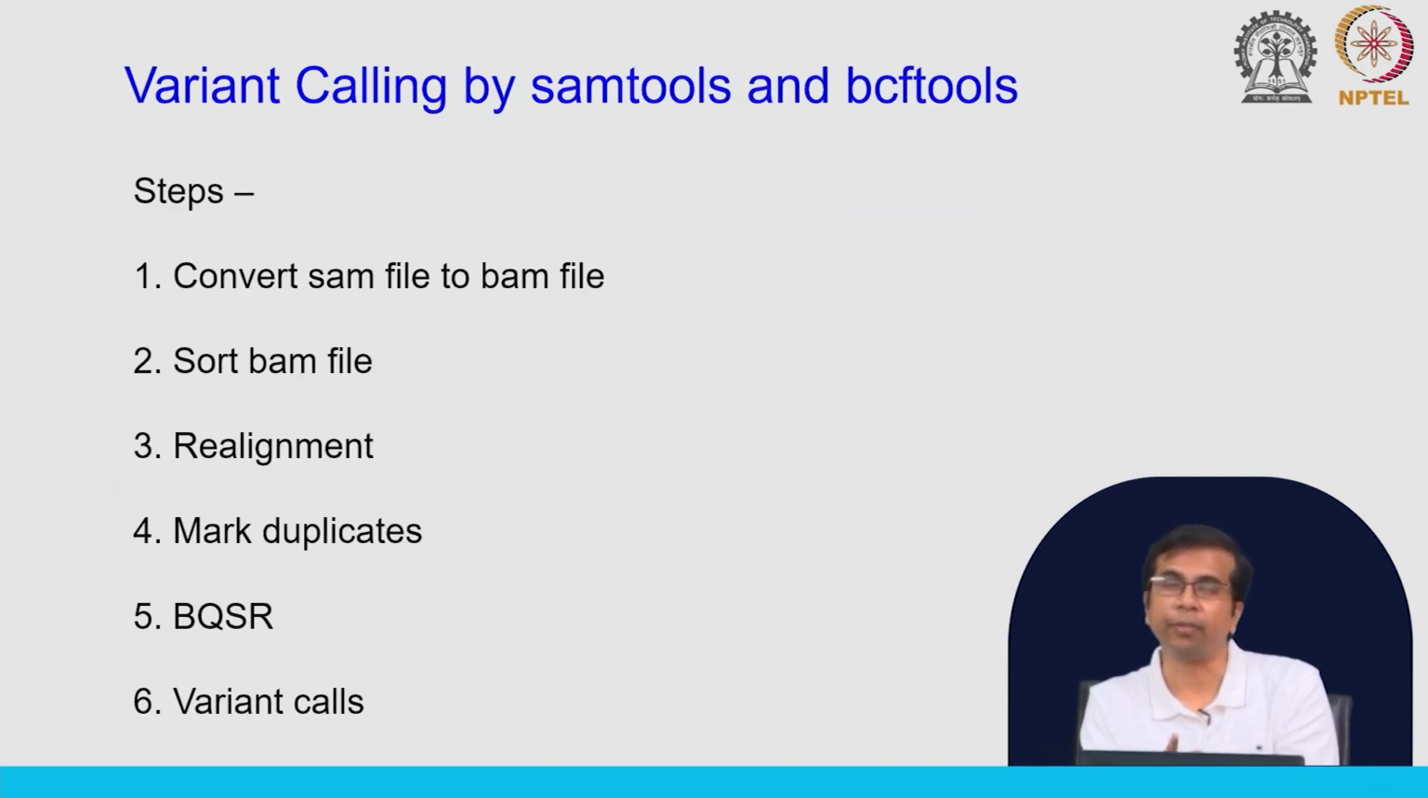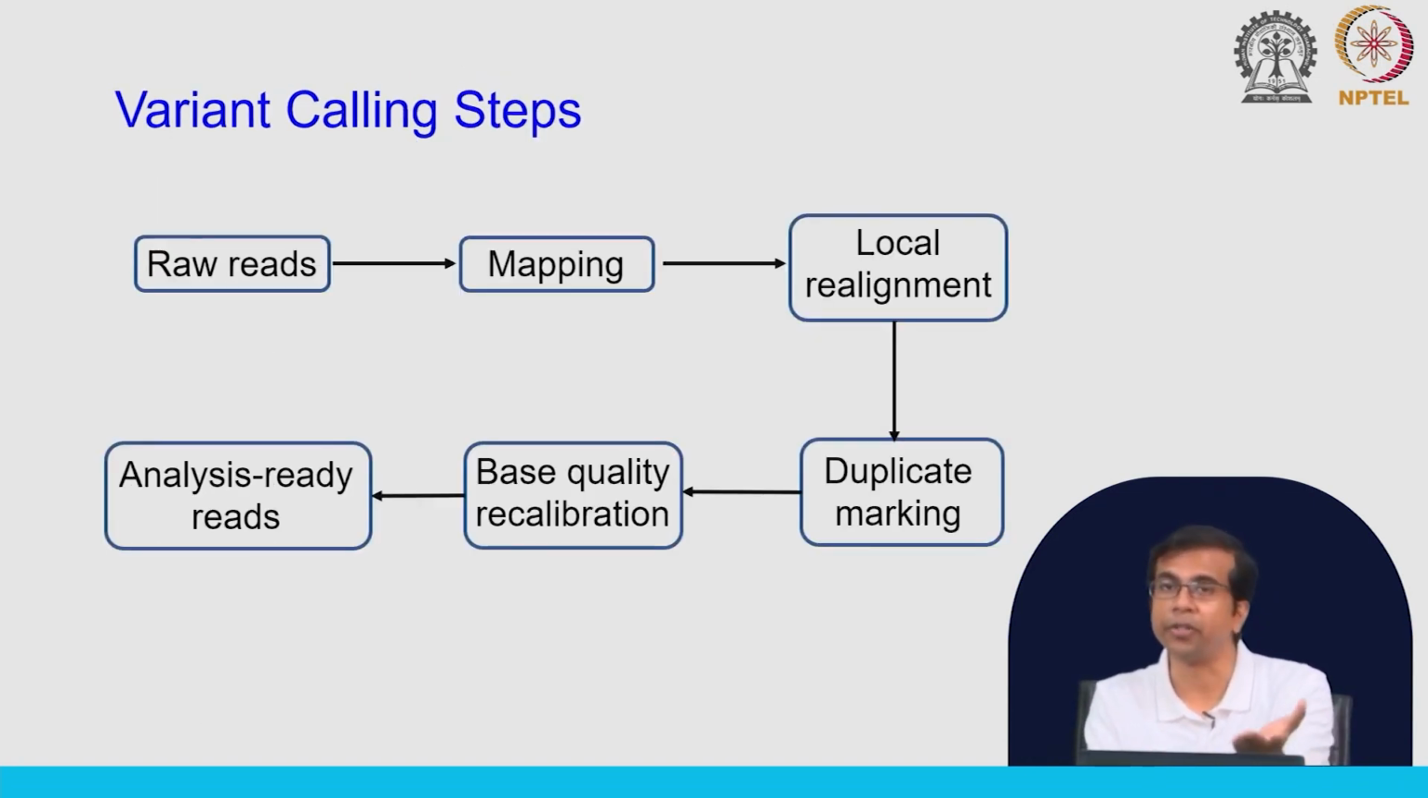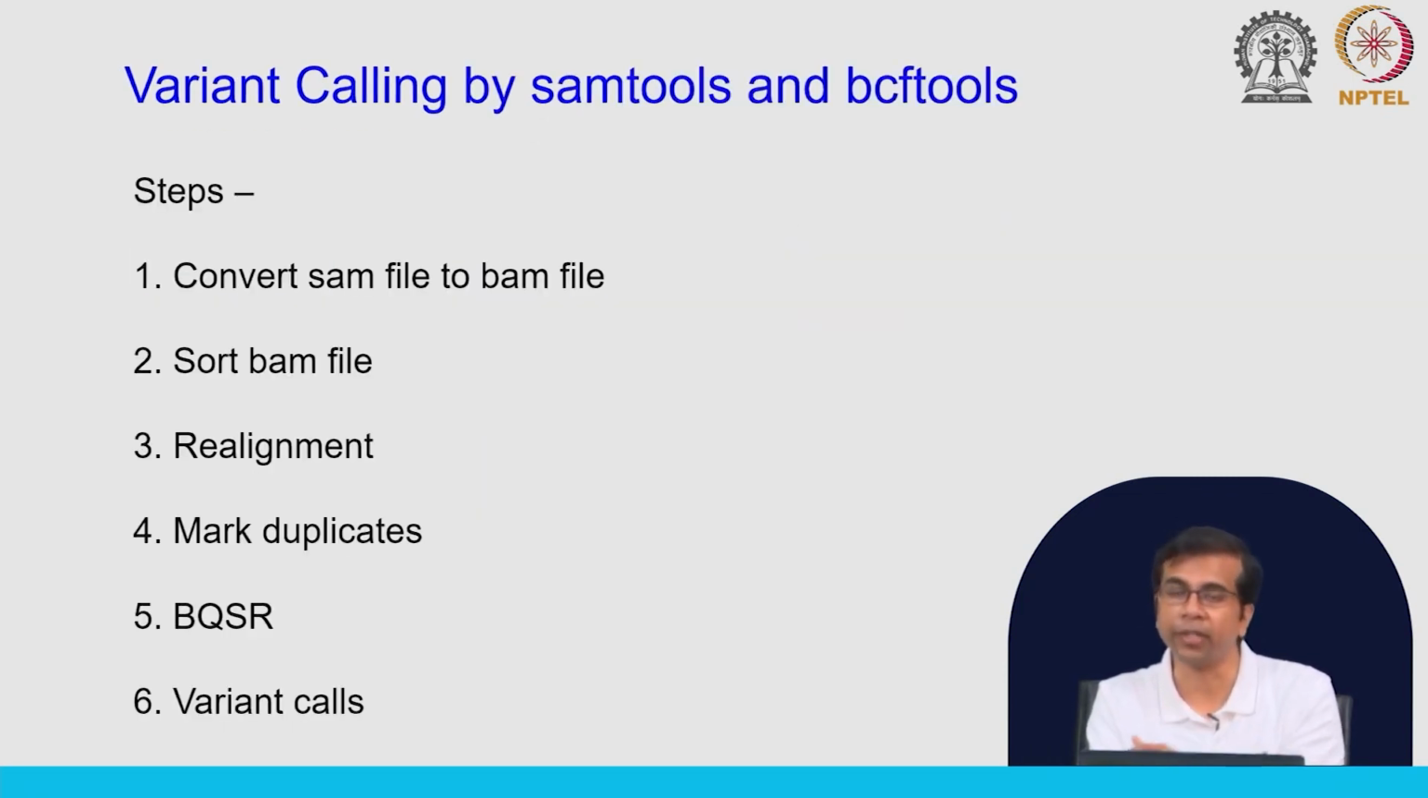So, if we have to do this by SAM tools and BCF tools, they relate to these earlier steps here, but they are specific for these programs. This is what these programs will need. Okay. So, the first step is we need to convert this SAM file to a BAM file, okay, again in the binary format, because this is a machine readable format, right. So, SAM tools and BCF tools will take this format.